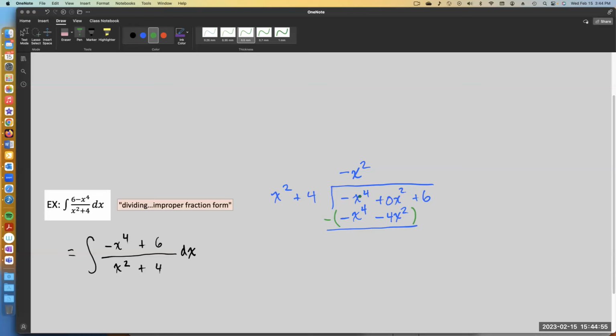So this will be negative x to the fourth minus a minus is plus x to the fourth. That's 0. And then we have 0 minus 4, which is plus 4x squared. And then we drop the plus 6. This thing just comes down when we need it. So now we're back up on top again, and we say to ourselves, what multiplied by x squared is going to give us 4x squared? It'll be 4.